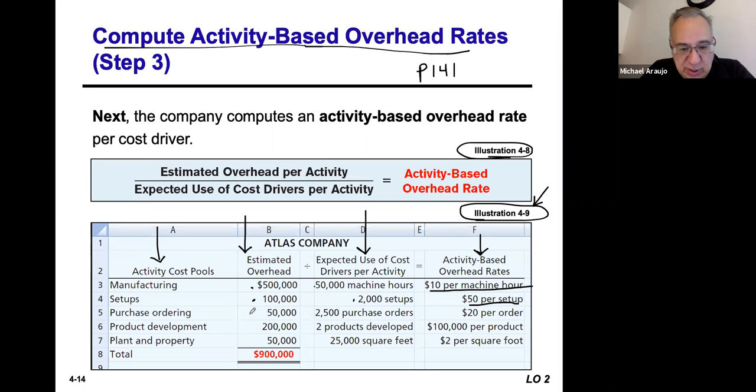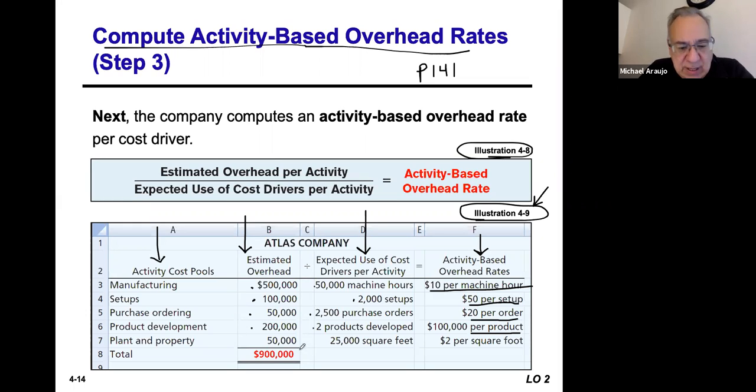Okay, purchasing orders, $50,000 was the estimate for purchasing orders. That was going to be 2,500 purchasing orders. So every order is going to be $20. They estimated that it was going to be $200,000 for product development. They produced 2 products, right? The ab bench, the ab coaster, $100,000 in product development costs per product.